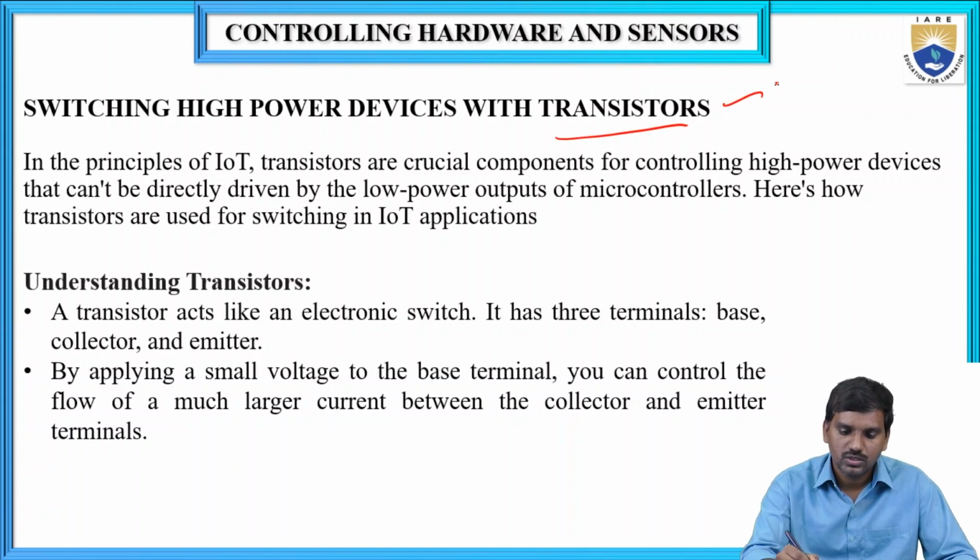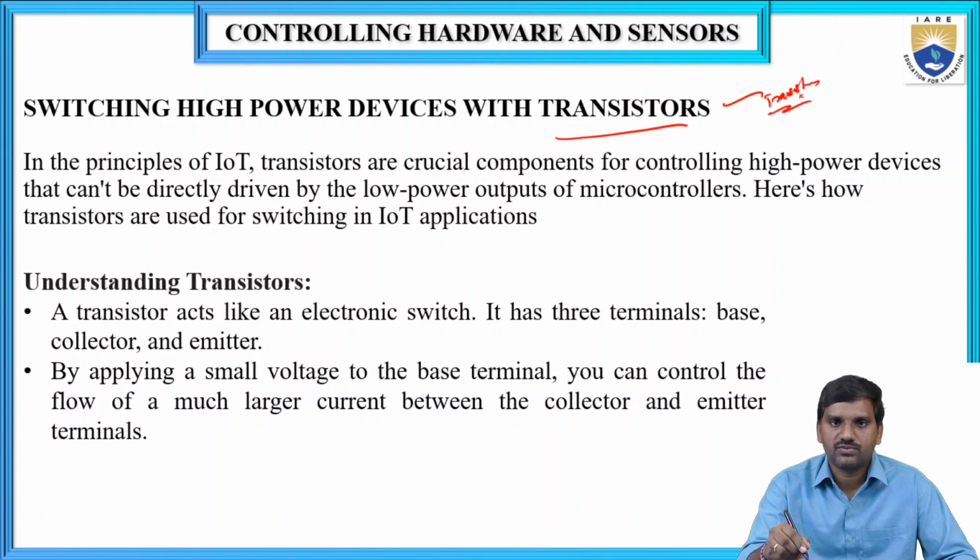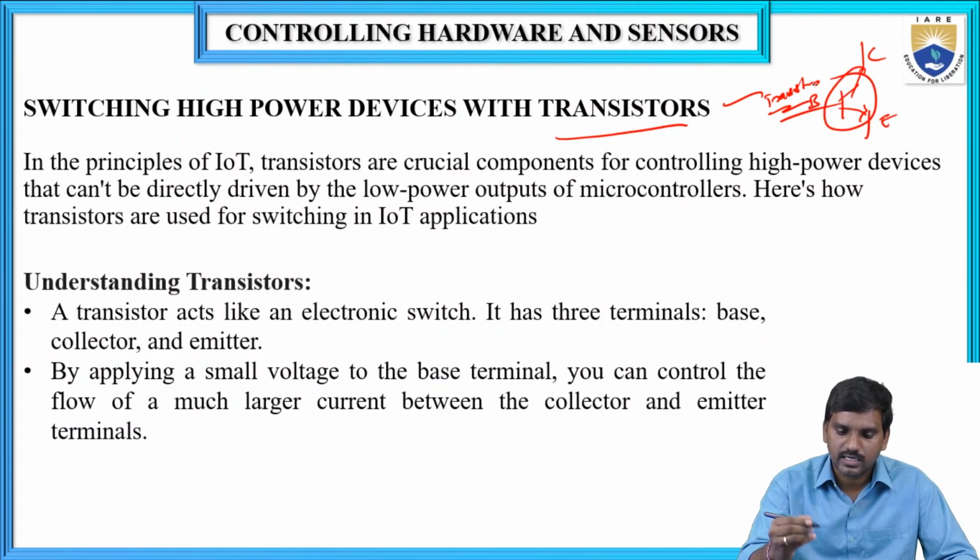We already know a transistor is nothing but a transfer resistor. It is used for switching purposes. It is a three terminal device, having three terminals: emitter, base, collector. Like that, it is one electronic device.